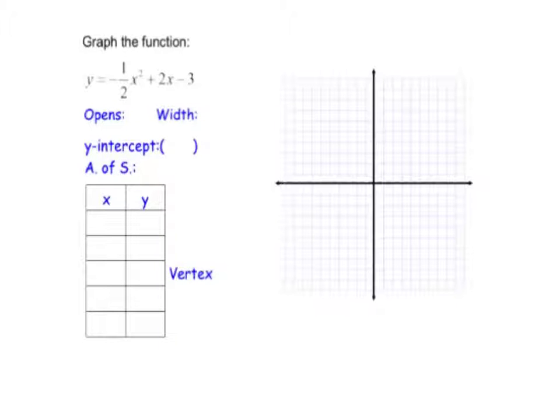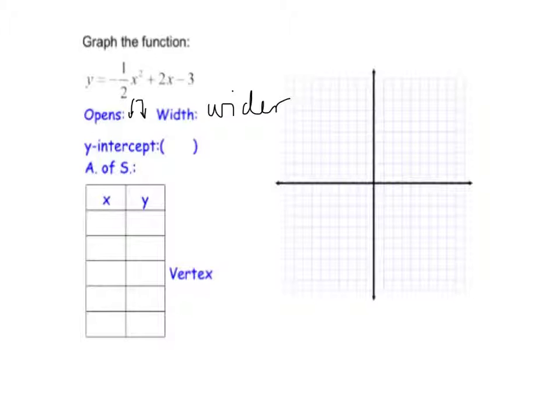We are going to graph this parabola from standard form. The first thing we are going to do is decide if it opens up or down. This one opens downwards, and the width is wider. It opens down because a is negative, and it's wider because the absolute value of 1/2 is less than 1.